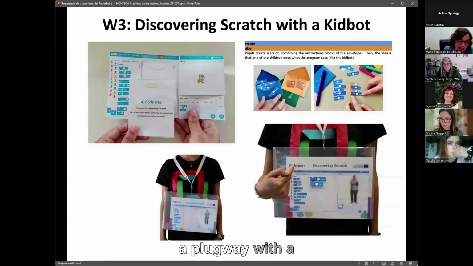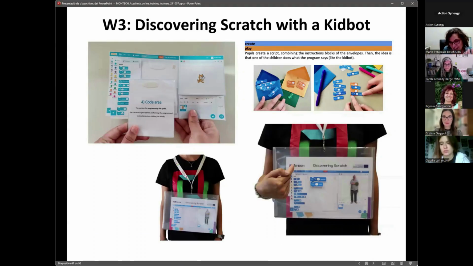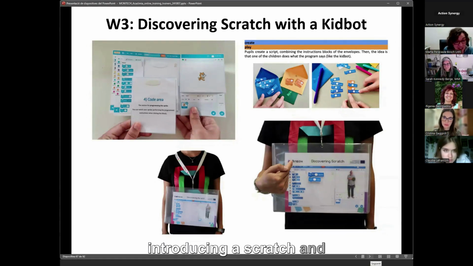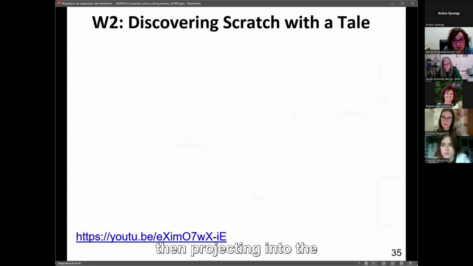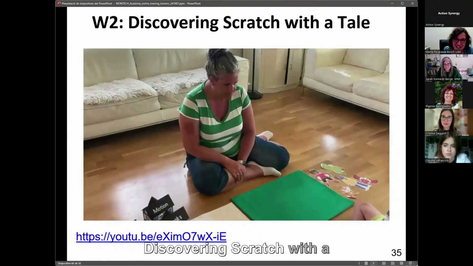Discovering Scratch in an unplugged way with a kit box. A kit is the character, and we have the tangible, physical instructions, following the same color code as Scratch, and you program your mate, who carries out the instructions. It's another way of introducing Scratch before projecting it onto the screen. That's discovering Scratch with a tailor. I think Sarah will offer this. This is a very, very nice activity.